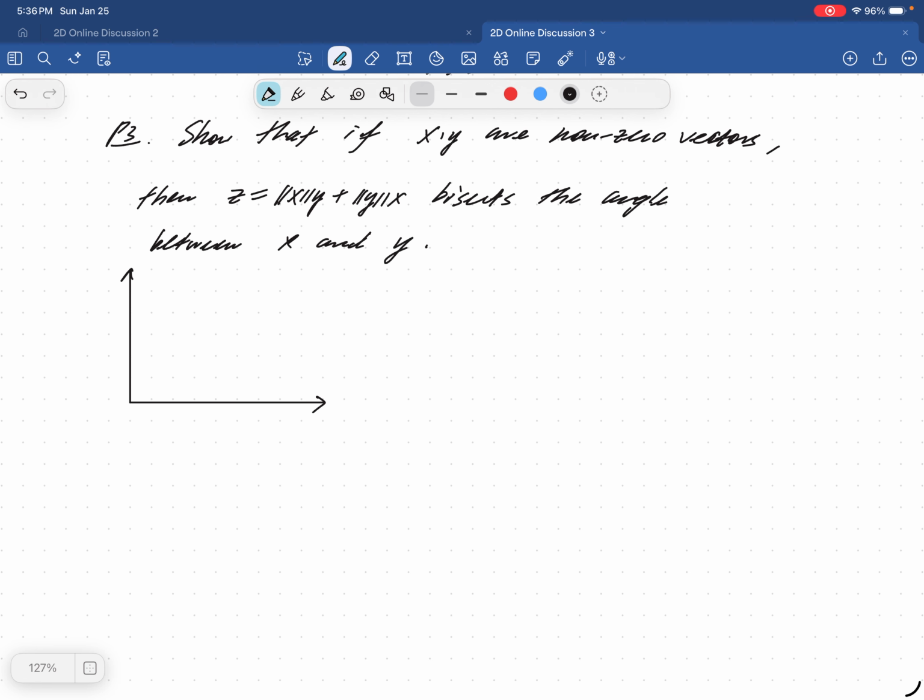And so they're all three vectors in the same direction, and there is nothing to prove because the angle between them is 0. So let's just assume that x and y are pointing in two different directions. For example, I can put this to be my x, and let's say this is my y.